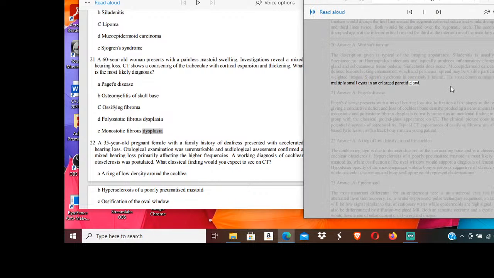Answer A. Paget's disease. Paget's disease presents with a mixed hearing loss due to fixation of the stapes in the oval window, giving a conductive deficit, and loss of cochlear bone density, producing a sensorineural deficit.